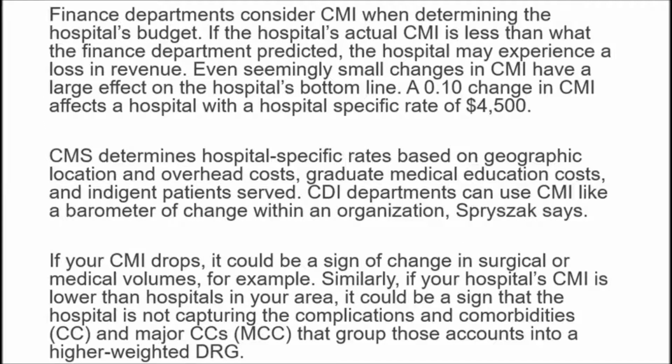Finance departments consider CMI when determining the hospital's budget. If the hospital's actual CMI is less than what the finance department predicted, the hospital may experience a loss in revenue. Even seemingly small changes in CMI have a large effect on the hospital's bottom line. A 0.10 change in CMI affects a hospital with a hospital-specific rate of $4,500. CMS determines hospital-specific rates based on geographic location and overhead costs, graduate medical education costs, and indigent patients served.